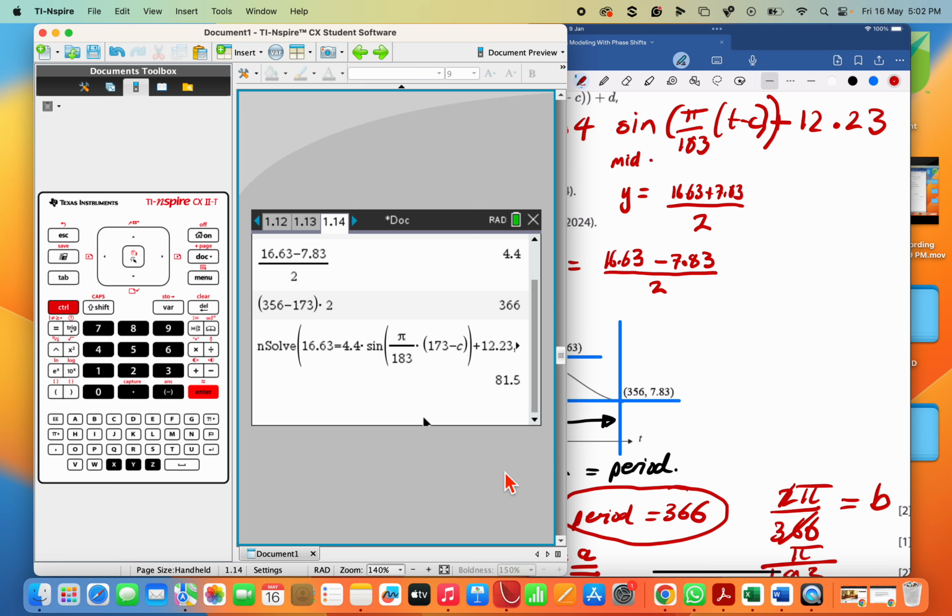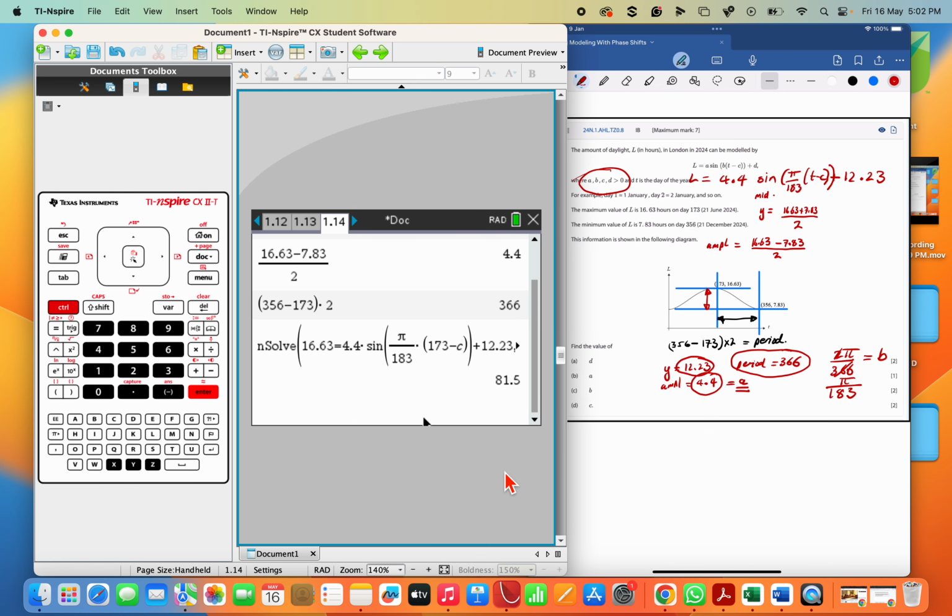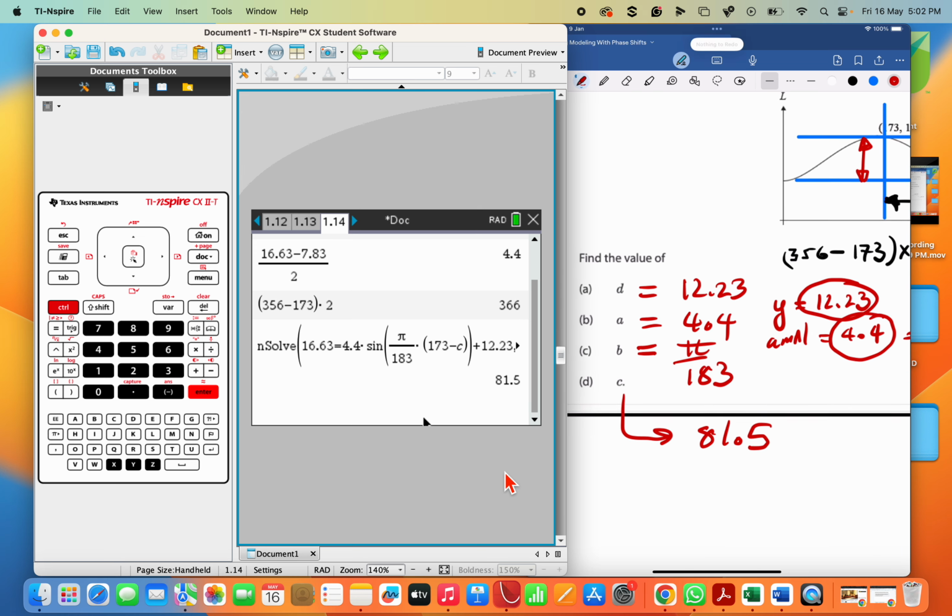81.5. There we go. So it's like a horizontal shift to the right of 81.5. So that's minus 81.5. So I think we've satisfied everything, right? Let's just go and finish this off. So D was equal to the 12.23. A was equal to the 4.4. B was equal to pi upon 183. I'll get that as a decimal in a moment. And then the last one, we got 81.5, which was the phase shift or the horizontal shift. So we're just zooming in on those for your answers at the end.